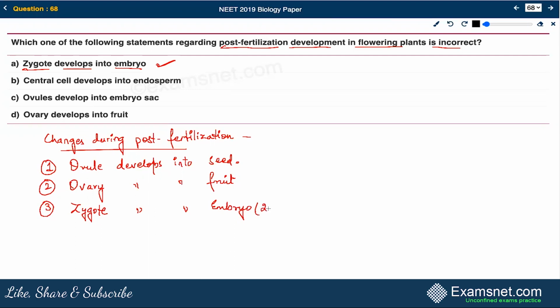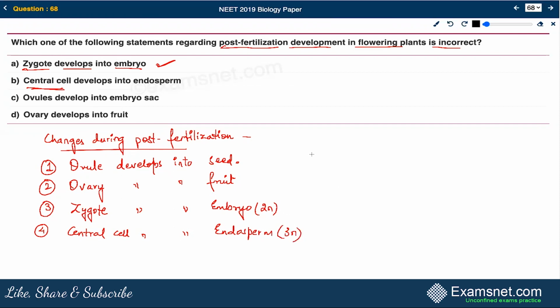which is diploid. Clear? Then the central cell that has been written over here, as you can see, central cell is basically the secondary polar nucleus. So that undergoes the process of triple fusion. So this central cell is going to develop into endosperm, which is the nutritive tissue found in the seed. And this is triploid. All right.